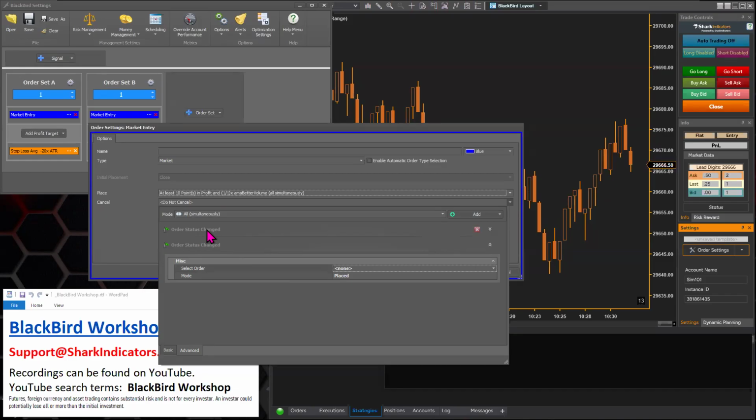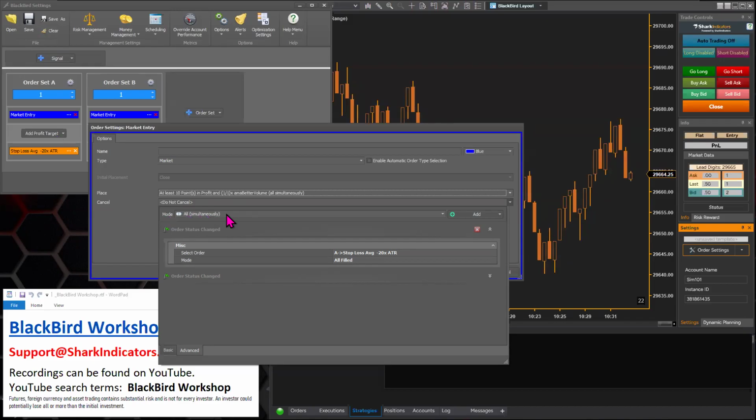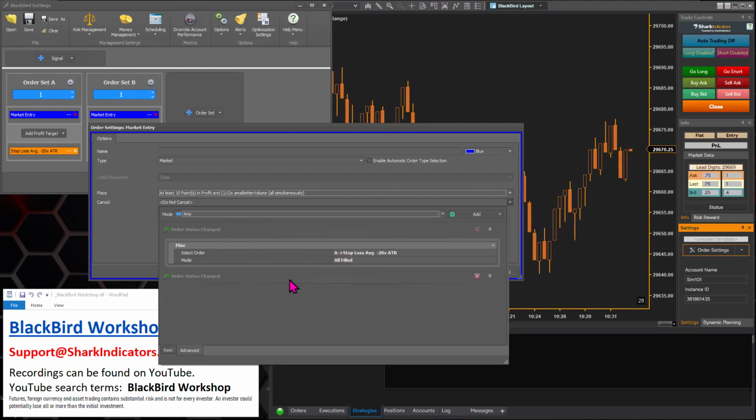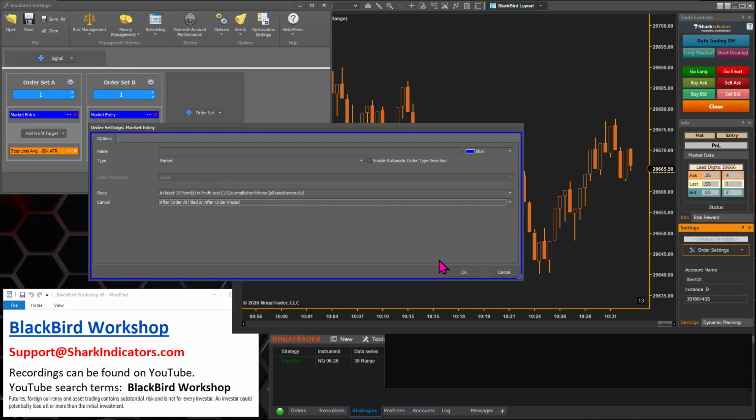And just be mindful, your stop loss and your profit target are not going to both be filled at the same time. So the mode here, all simultaneously, that'll never happen. So make sure you just say any. Any means if the stop loss is filled or if the profit target is filled. So of course, if we had a profit target there, okay, there we go.